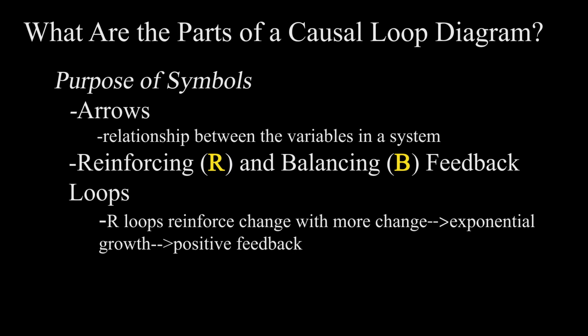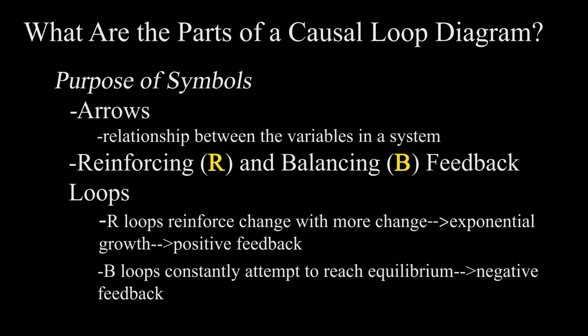Reinforcing feedback loops reinforce change with more change. This will often lead to exponential growth and is also known as positive feedback. On the other hand, balancing feedback loops are constantly attempting to reach a sort of equilibrium. If there is too much of something in a system, then the amount will decrease, while if there's not enough of something in a system, then the amount will increase. This is also known as negative feedback.